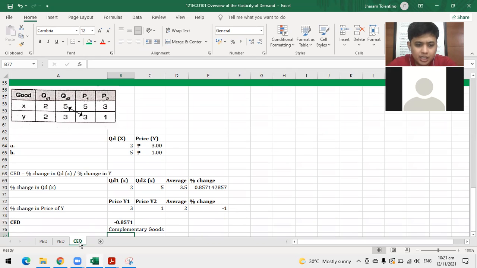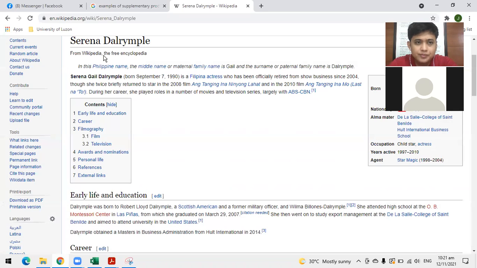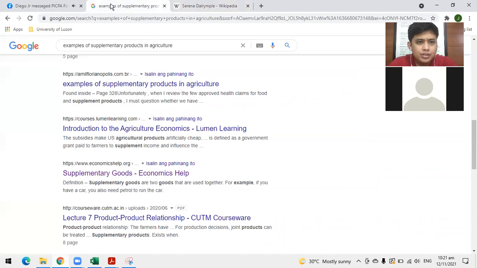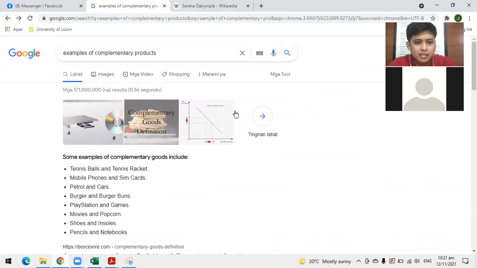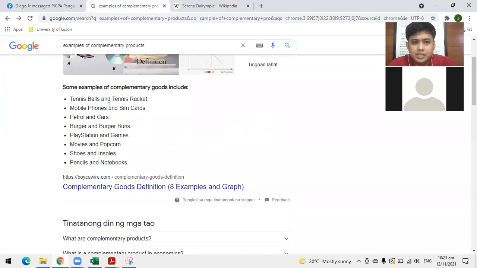So, kanina, I also had the opportunity to search for samples of complementary items. We have tennis balls and tennis rackets. We have mobile phones and SIM cards. Siyempre, kung nagmura yung mobile phones, dadami ang bibili ng SIM cards. We have petrol and cars, yung nabanggit ko kanina. We have burger and burger buns, PlayStations and games, movies and popcorns, and so on. So those are complementary items.